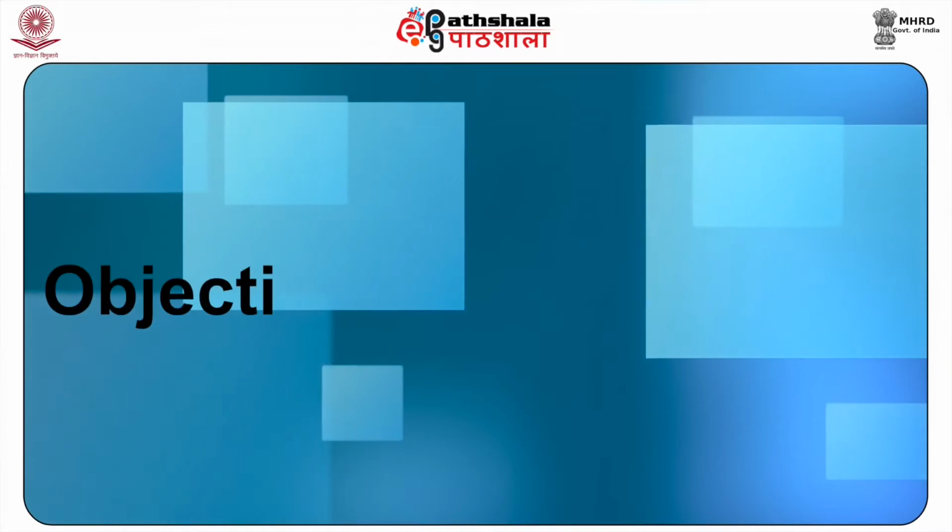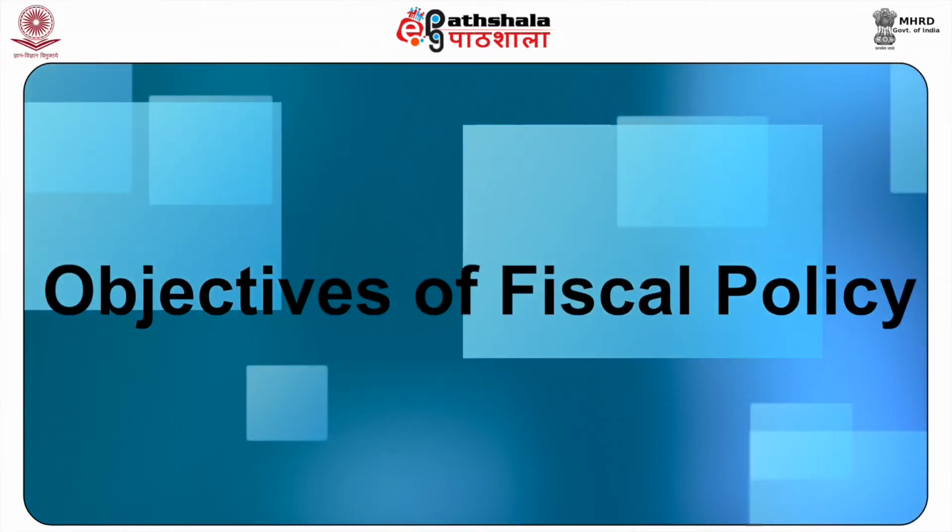Fiscal policy influences all of these components of AD. C, that is consumption, is influenced by imposing taxes on consumers, for example personal income taxes. I, or investment, is influenced by imposing taxes on business profits. Similarly, the government can easily change its own expenditure. Moreover, it influences X minus M by means of subsidies provided to the domestic producers, import tax and so on. Let us now discuss the objectives of fiscal policy.